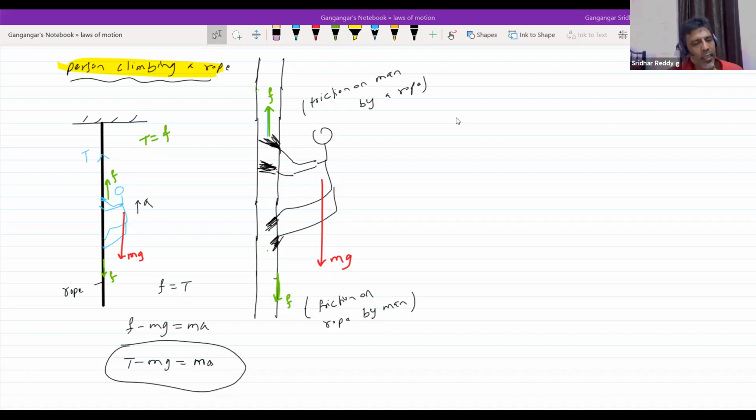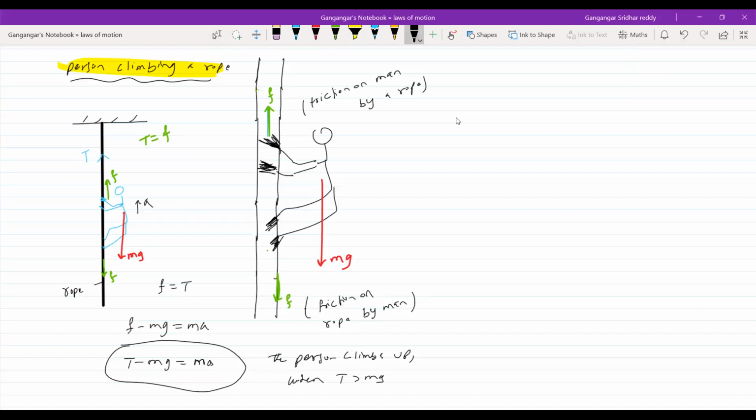If you look at the mathematics, there's nothing wrong in that. So when the tension in the rope is greater than mg, the person climbs up the rope. I'll put that sentence here: the person climbs up. But actually this is not correct, no?